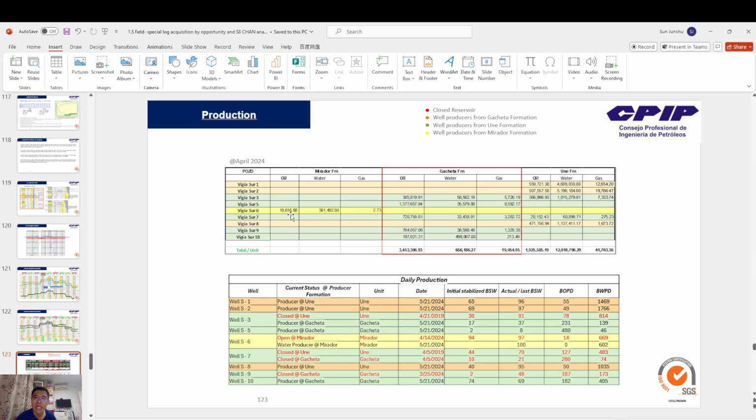S6 in Mirador 10,000. S7 in Gogeta 728,000. S8 in Uni 470,000. S9 in Gogeta 764,000. S10 in Gogeta 197,000 barrels.